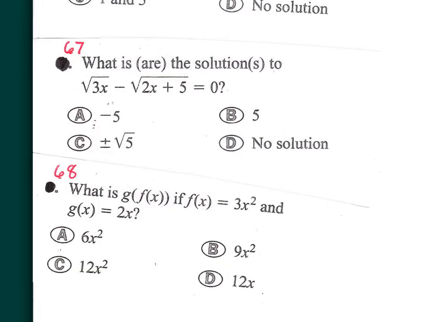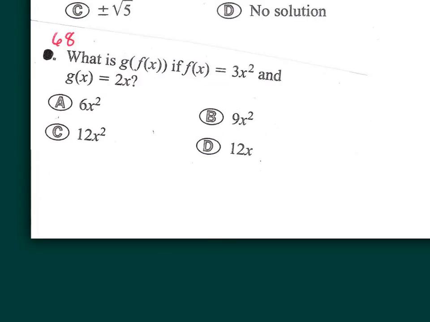67, what are the solutions? Again, got to get rid of the radicals. Similar concept as what we did on the last one. If it's just a regular square root, you can just square everything else. That's 67. 68, we're back to simplifying some functions. Okay, so what is the function of g of f of x? So everywhere we see the g, instead of 2x right here, we're going to plug in the 3x squared. Okay, similar to the one we did earlier.